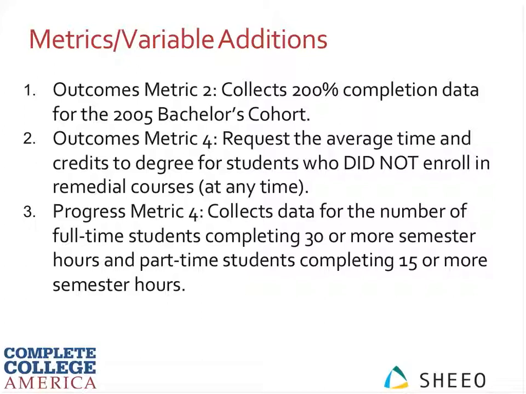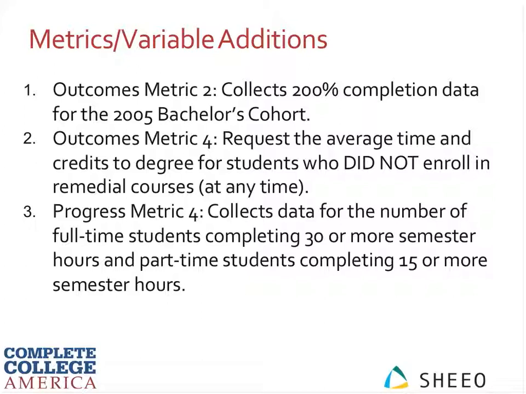The next change that you will see is that for outcome metric 4, which is average time and credits to degree, we are asking you to report an average time and credits to degree for one additional breakout, and that is for students who did not enroll in remedial education courses. We still also want you to report for students who did enroll in remedial education courses.